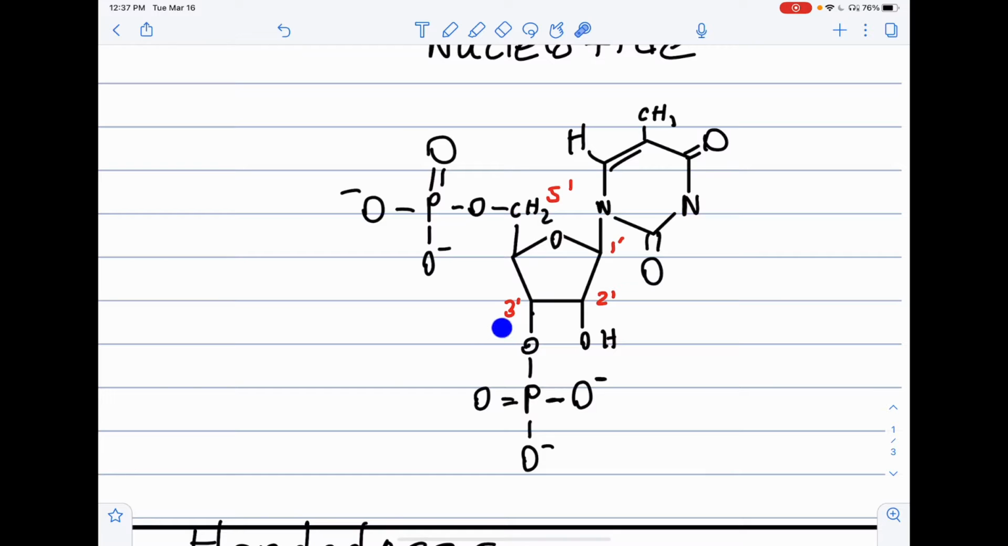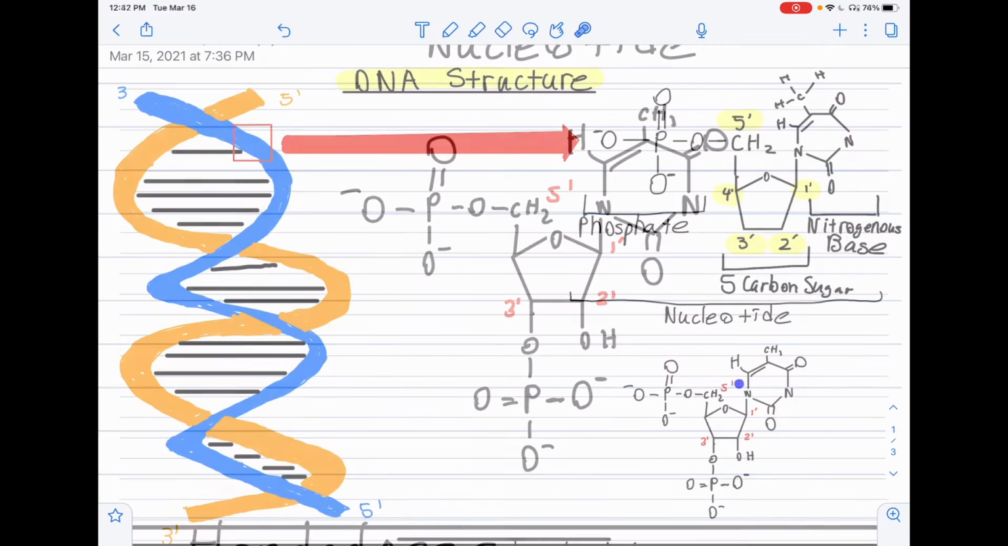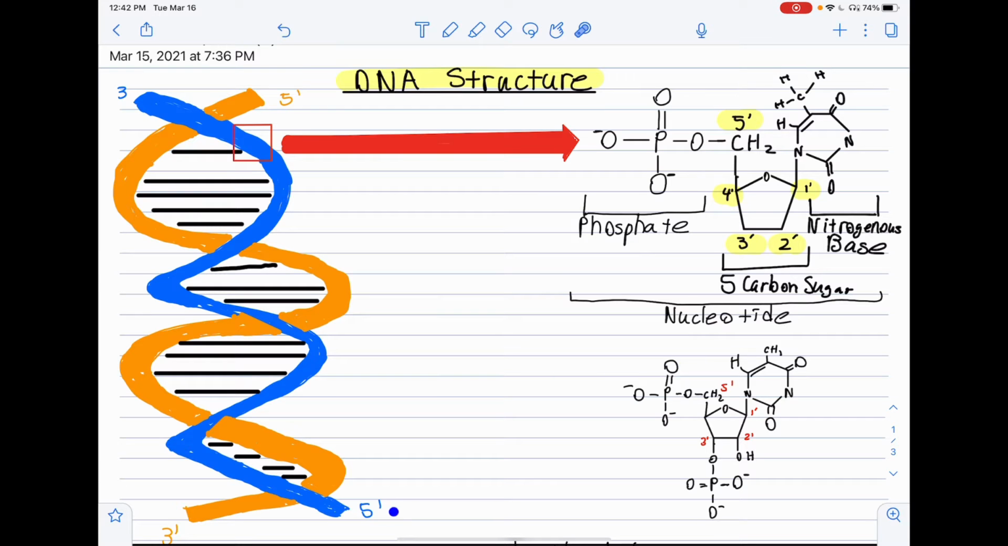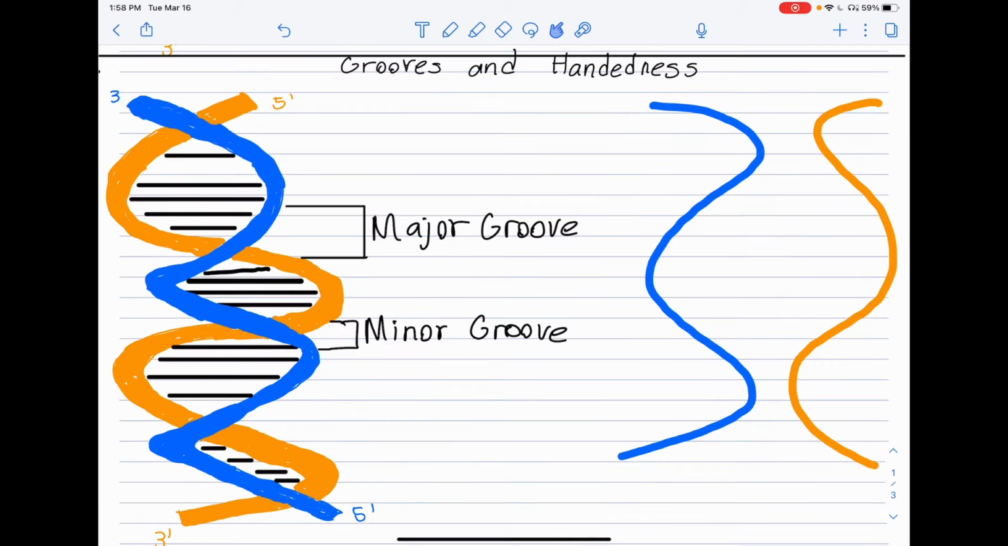At 3', this is where DNA is connected throughout its backbone to another phosphate group. And at the 5' carbon, this is where DNA will always add another phosphate group, growing its chain. The 5' carbon explains the anti-parallel nature of DNA. You always see a 3' to 5' backbone and another backbone that is opposite of that backbone, which is 5' to 3'. DNA structures form major and minor grooves because of their coiling in certain directions.